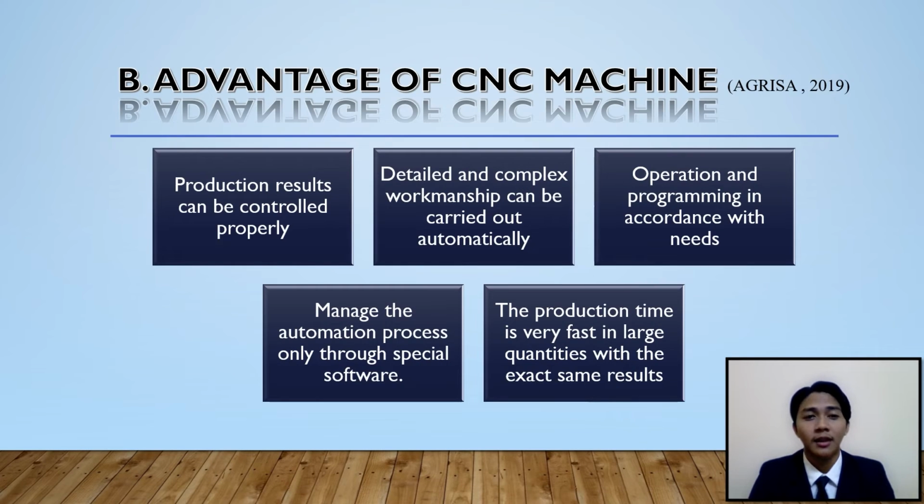By that, I will tell about the advantages of CNC machine according to Alrisa 2019, which are that production results can be controlled properly, then detailed and complex workmanship can be carried out automatically, operation and programming can be done in accordance with needs, the automation process is managed only through special software, and lastly, the production time is very fast in large quantity with the exact same result.